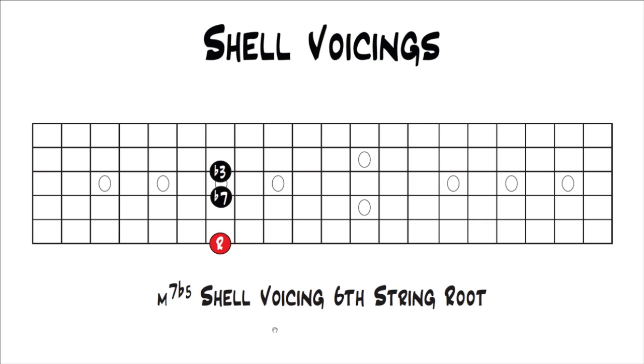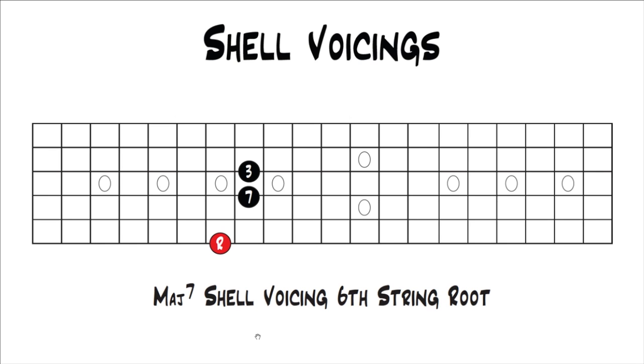And then from there you can go to a diminished 7th just by lowering the flat 7 to a double flat 7 or a diminished 7th. And that's your diminished 7th shell voicing with the 6th string root. And you can see when you have a 6th string root that it goes root, it skips a string, then 7th, and then 3rd. So that's the voicing that you would use when you have a 6th string root.